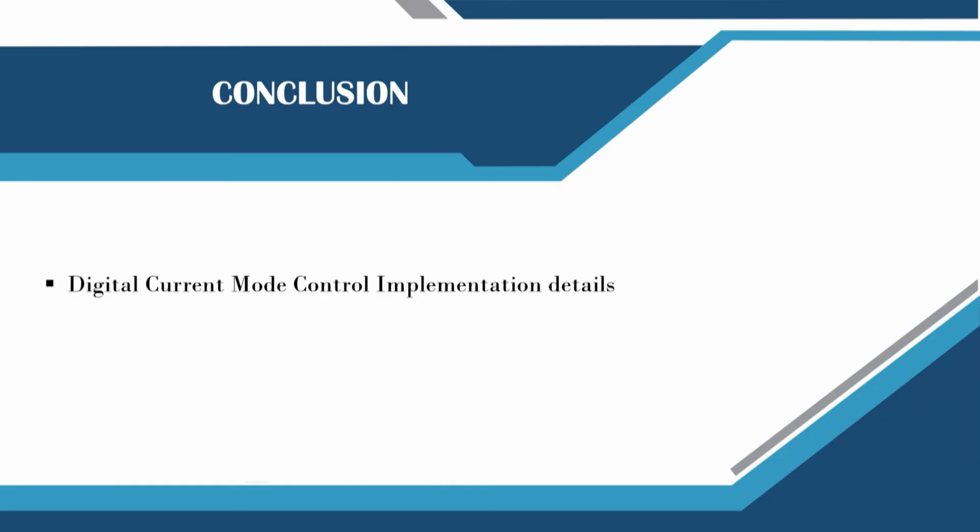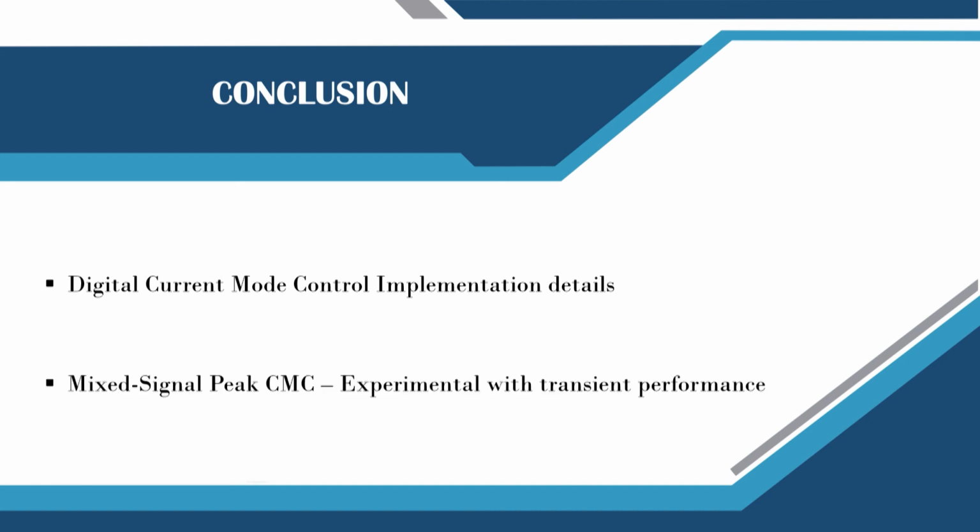In summary, we have discussed digital current mode control implementation using the mixed signal domain, where the inductor current loop is analog and the voltage loop is digital. We have also discussed mixed signal peak current mode control experimental results with some transient performance.